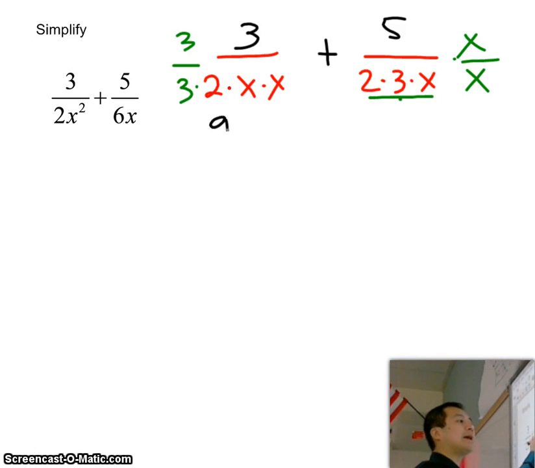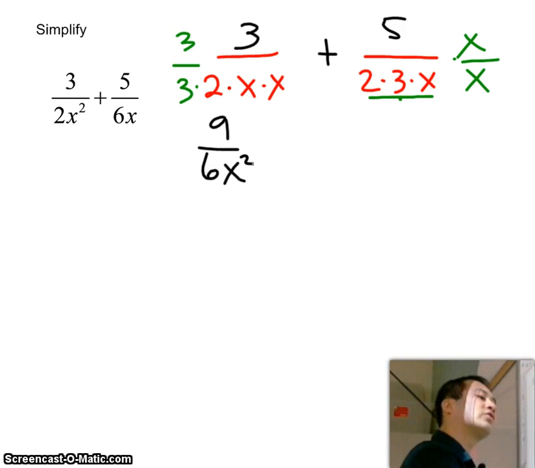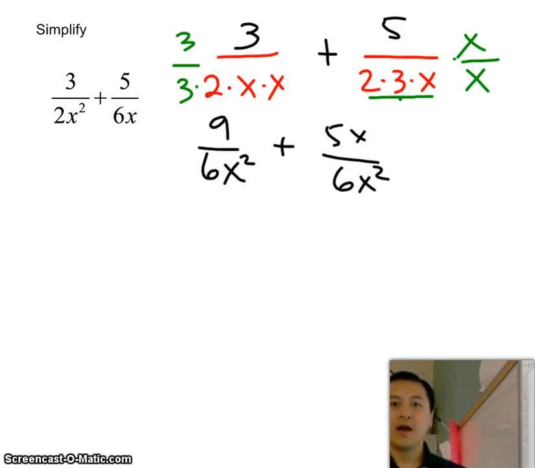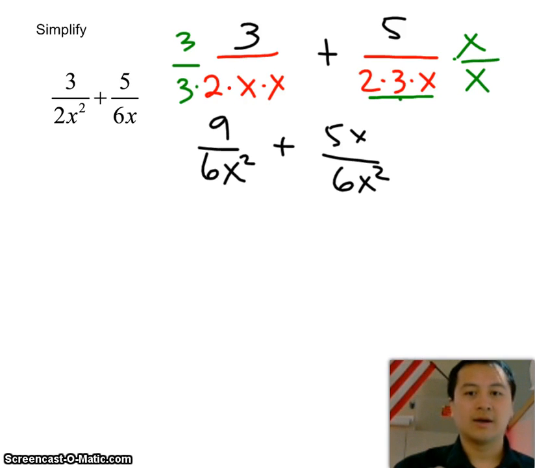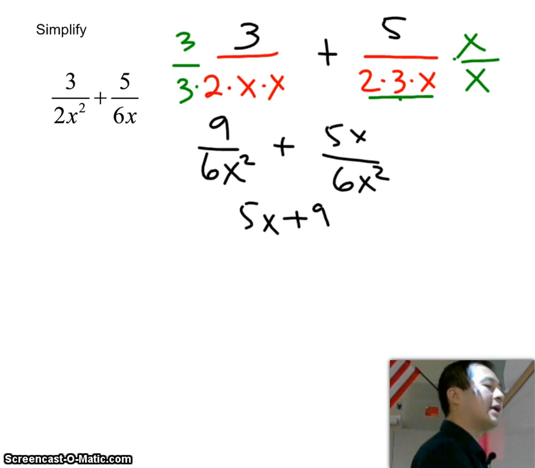Simplify. This becomes 9 over 2 times 3 is 6 times x times x is x squared. So 6x squared plus, the top becomes 5x over 6x squared. Take a look. The denominators are the same. Wow. You just found the common denominator. Exciting? Very good. Add the top: it becomes 5x plus 9. The bottom stays the same, 6x squared.